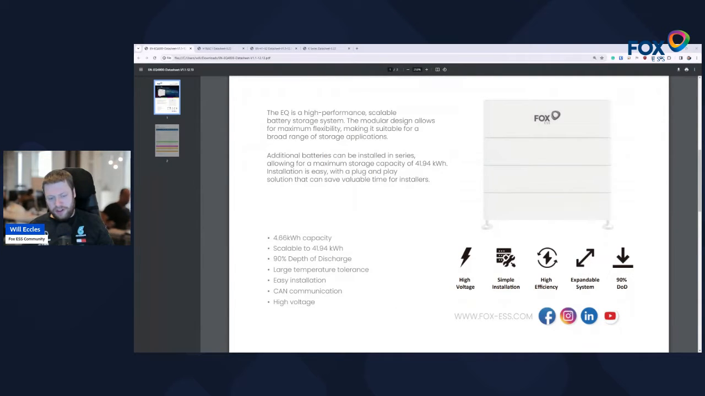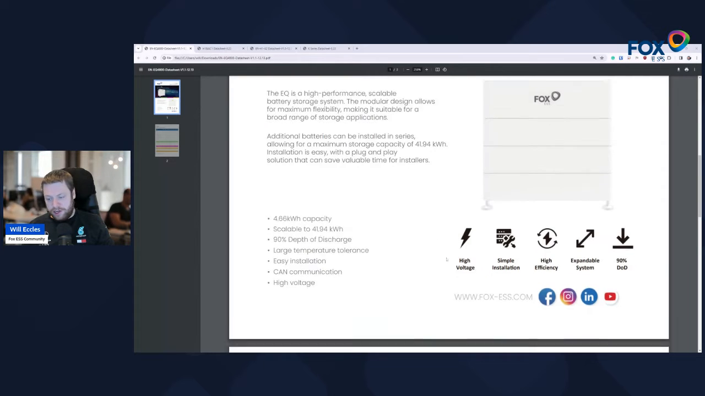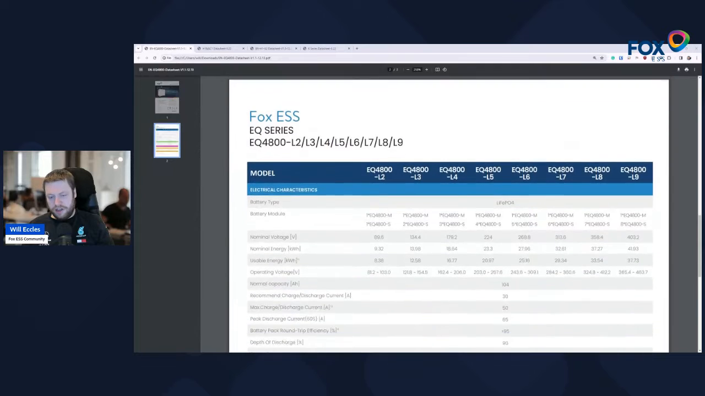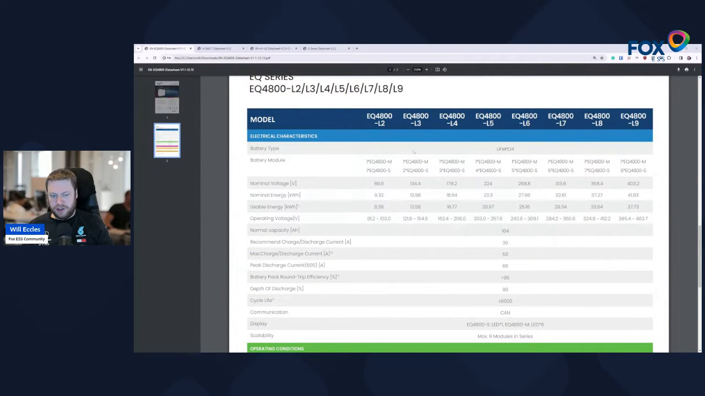Same other characteristics as the entire high voltage range from Fox, with 90% depth of discharge and all the other benefits around control and management. Looking into the actual spec of each type of battery, depending on how many slaves you have, looks like the minimum is one master, one slave. Although, if you're a three-phase inverter, typically you'd require one master and two slaves.